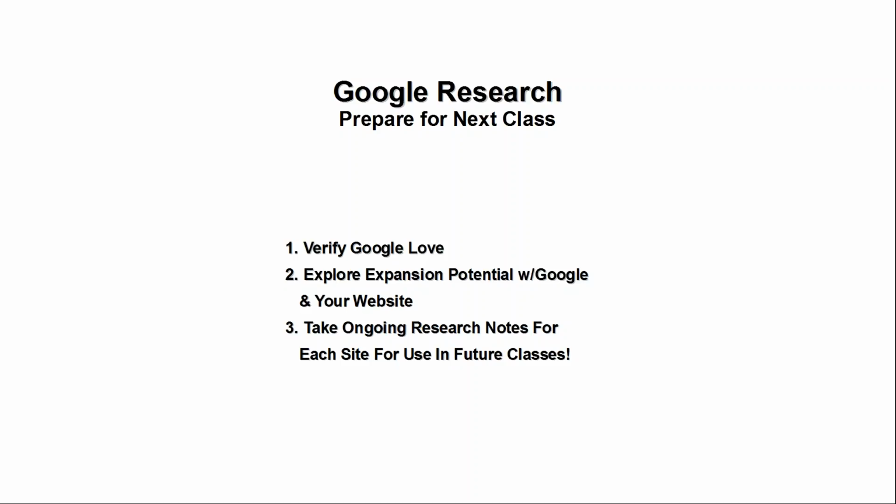Now you want to take those 1 to 3 sites and go through the research steps that I have taught you in today's class. First, verify Google Love for your site. This would be indexing, penalty checking, and then the actual search rankings. And then explore what kind of expansion potential there is for your website using information on your website, what you can plainly see with your eyes, and also information that you may be researching off of Google.